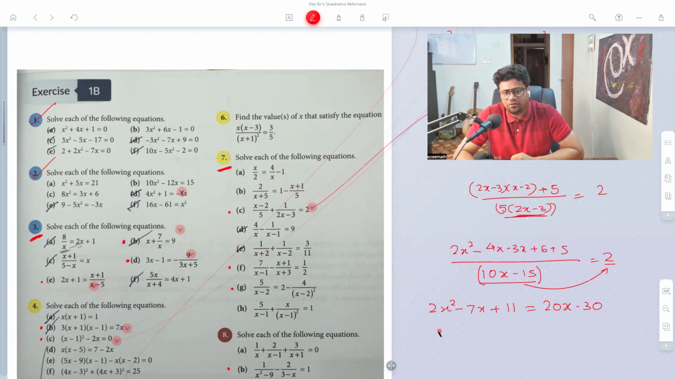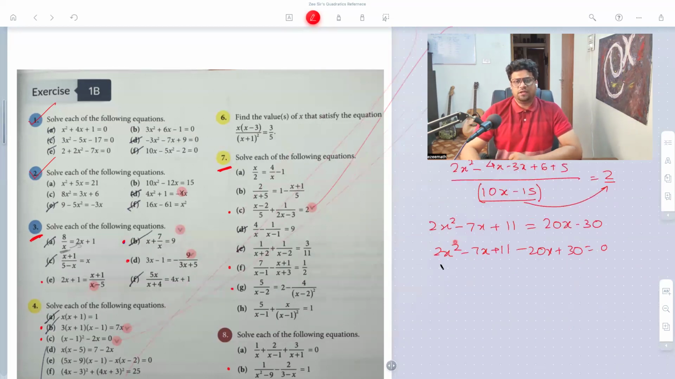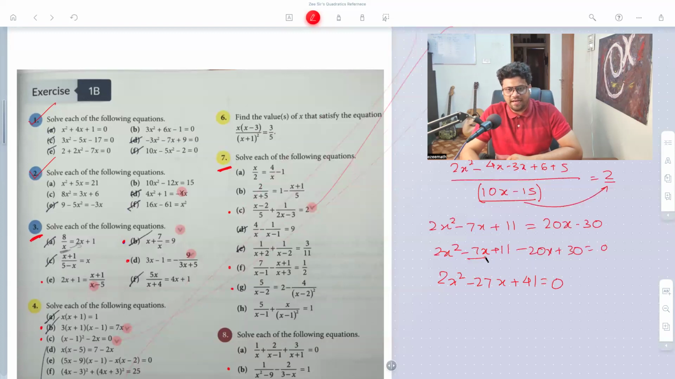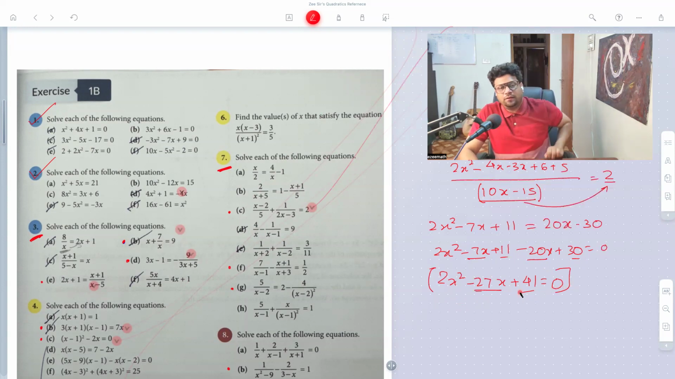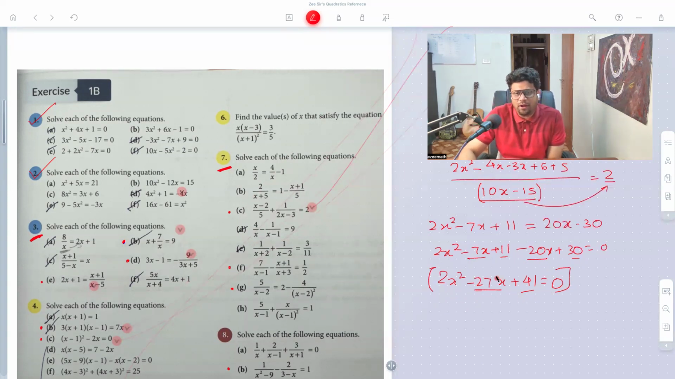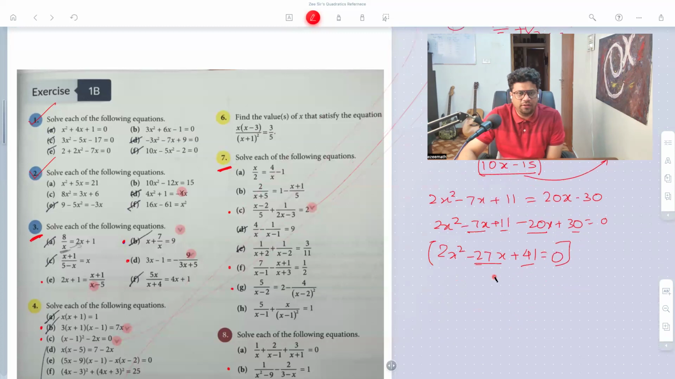So from there it goes 2x squared minus 7x plus 11 minus 20x plus 30 equals 0. And from there, of course, it's supposed to be 2x squared minus 27x plus 41 equal to 0. The negative 7x and the negative 20x give you a negative 27x. 11 plus 30 is 41. Now, again, it's a quadratic, which you can solve. So that's about it. Taking the LCM correct is all there is.